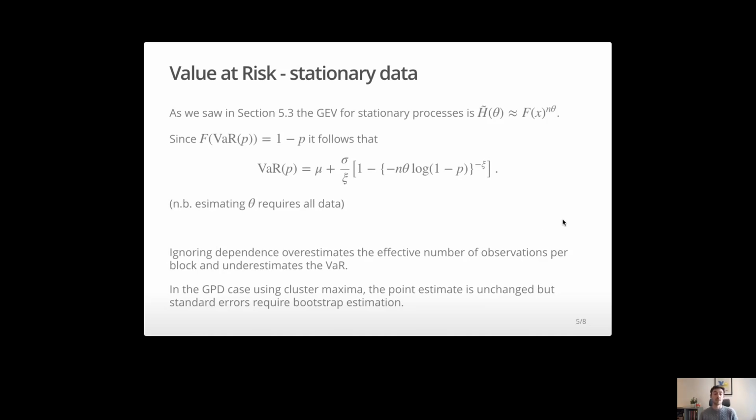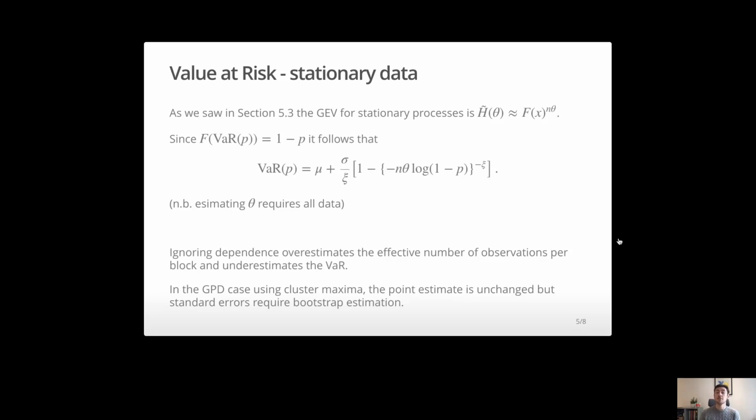So what we can see from this expression is that if we were to ignore dependence and assume that theta was equal to 1, when in fact we don't have independent observations, then what we're going to do is overestimate the effective number of independent observations per block, and that's going to lead us to underestimate the value at risk. So it's going to put us in danger of thinking that we are at a lower risk than we actually are, so that we're thinking we're less exposed than we actually are.